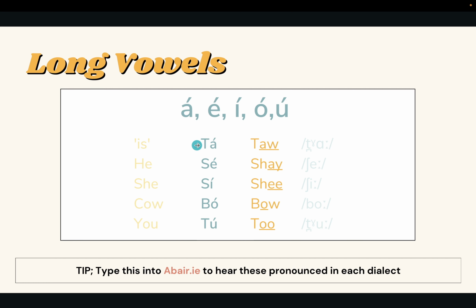We have tá here. Tá comes from the verb bí, to be in Irish. So basically tá means is. And the A fada here has an aw sound. It's long. Tá. Sé means he or him. Tá sé, he is. And the E fada has an A sound.